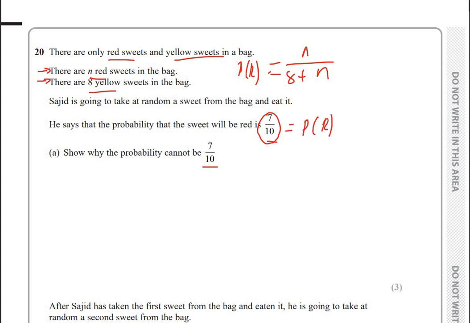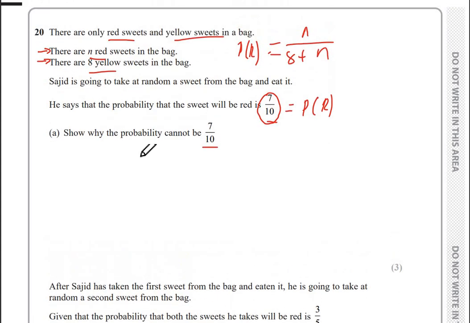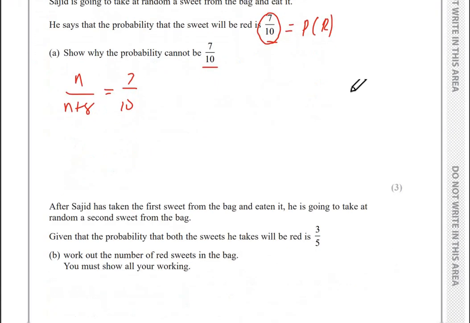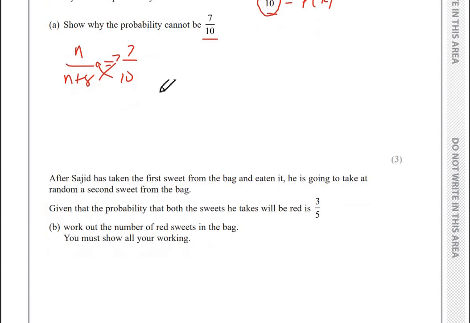So we can set these equal to each other. So n over n plus 8 equals 7/10. Simply do a bit of cross multiplication and we can find the value for n. So we have 10n equals 7n plus, is that 56?